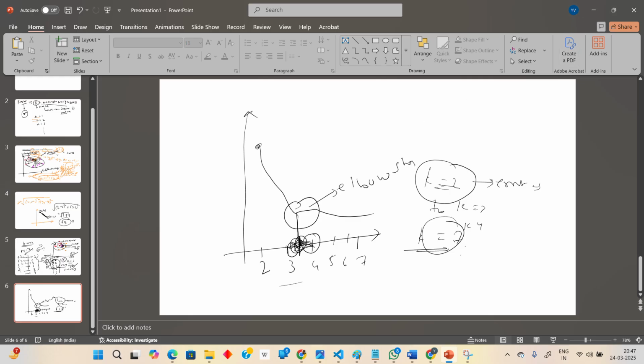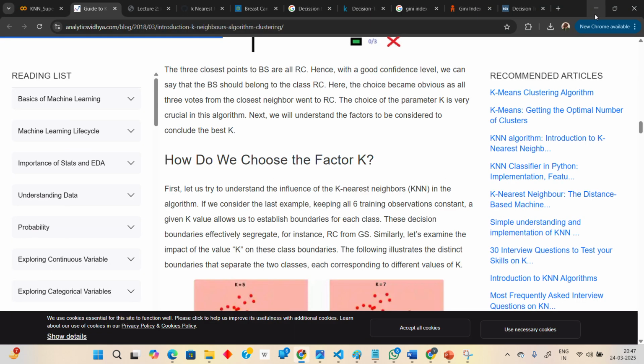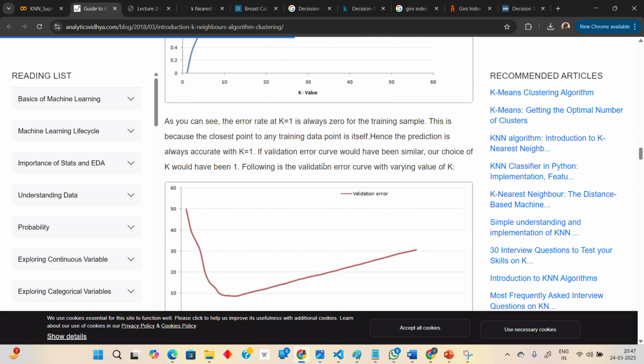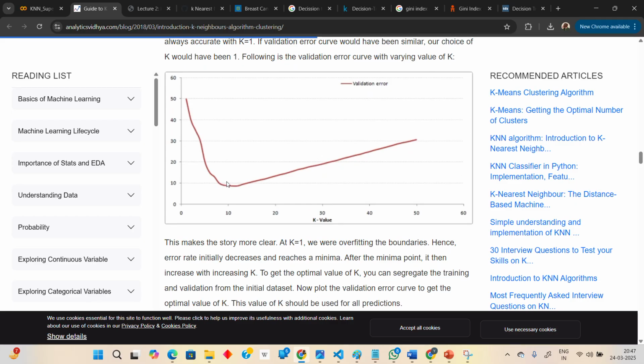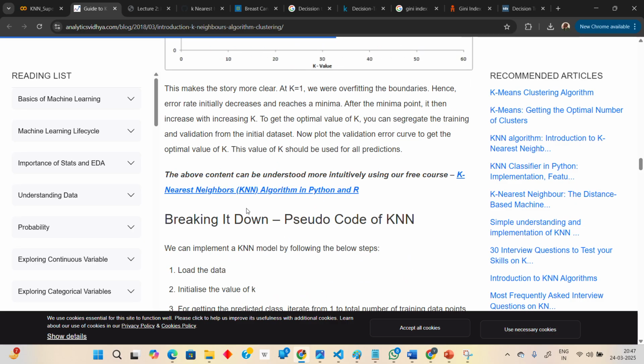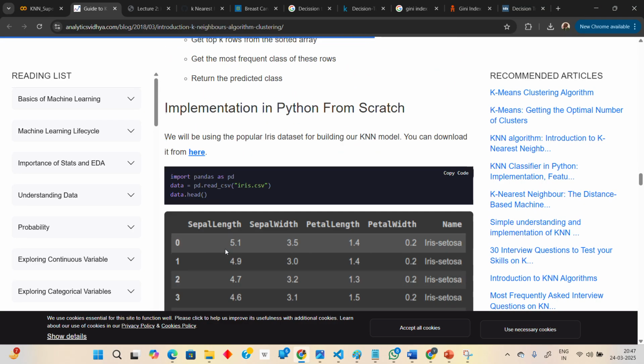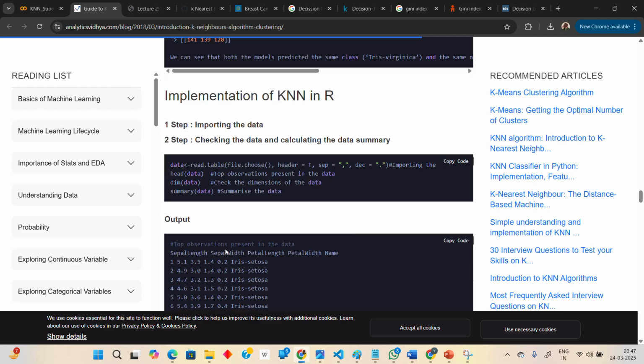So let me show you the same thing here. K is equal to 5. By default, if you do not specify any k value, it will consider k is equal to 5. So here you can see the elbow method. It looks like an elbow, right? At whichever k value you get that elbow, you can fix it.